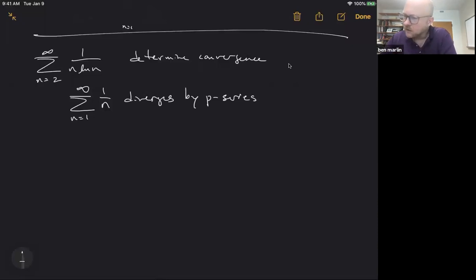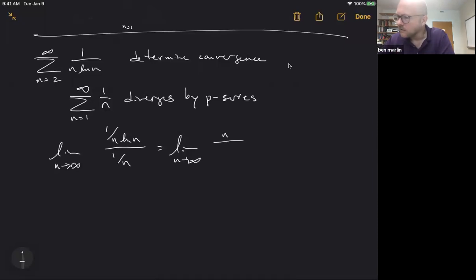And so now we're going to take a limit as n goes to infinity and have the 1/n log n divided by 1/n, which would be the limit as n goes to infinity of n/n log n. The n's cancel. And now we've got a limit as n goes to infinity of 1/log n, which will be 0, okay? And so we say, oh crap, it's not positive, so we are in one of the exceptional cases.